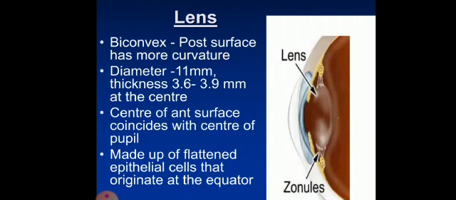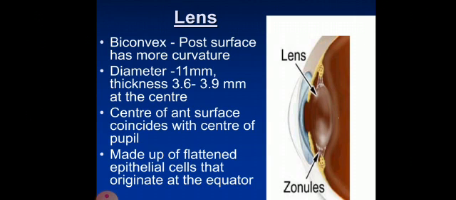Now the next part, you have the lens. So if you look at the human lens, it's biconvex. The posterior surface has more curvature. The diameter is around 11 millimeters and thickness around 3.6 to 3.9 millimeters at the center. Now the center of the anterior surface will coincide with the center of the pupil.